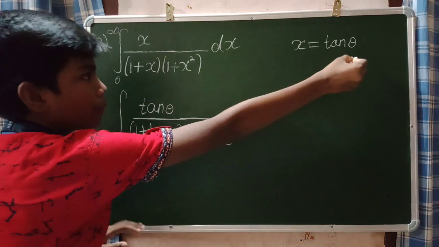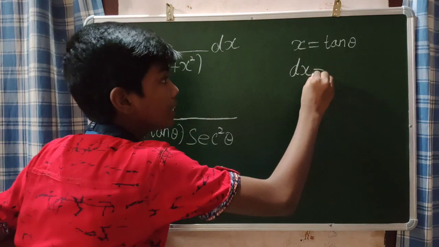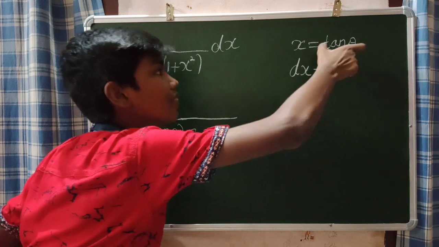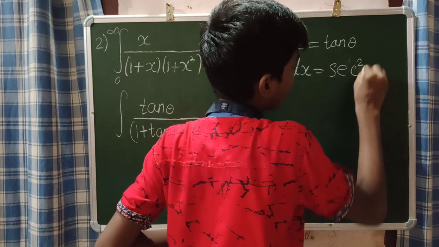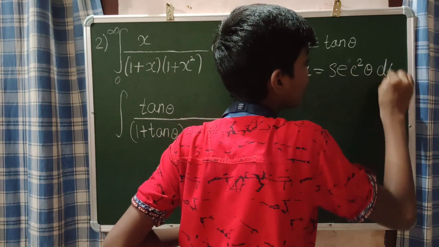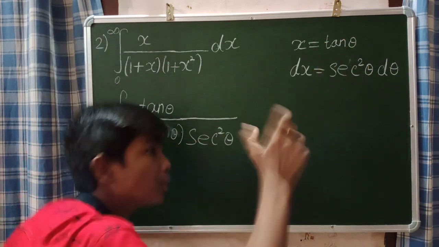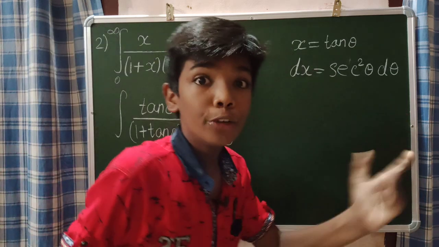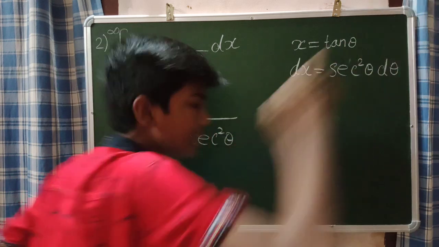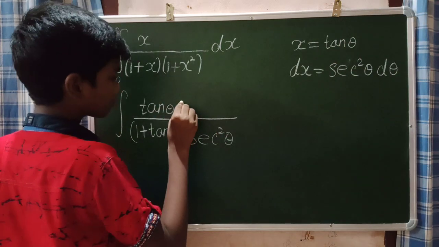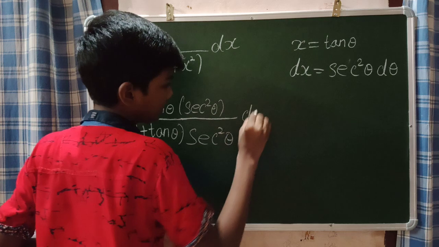Now guys, what will be our dx? If x is equal to tan theta, dx will be the differentiation of tan theta. What is the differentiation of tan theta? That is secant square theta, then d theta. People forget that. When x is equal to tan theta, dx is not only secant square theta, you should add d theta. You should never forget this, guys. If x is equal to tan theta, dx is secant square theta into d theta. So I write it as secant square theta into d theta.